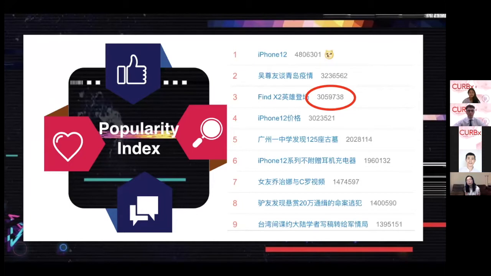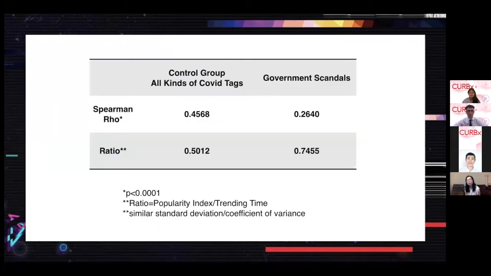Is that the case? To measure that, I use the Spearman rho, which is essentially a measurement of the strength of correlation between popularity index and trending time. And to translate statistical language into human language, it means that the higher the Spearman rho is, the more natural the correlation is. So as we can see with the control group, the Spearman rho is decently high at 0.45. And for this group, we have all kinds of random COVID-related hashtags, like what random stuff people do when they're stuck in quarantine, baking cakes using rice cookers.